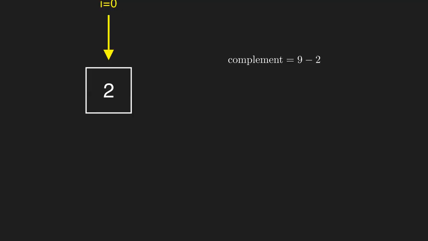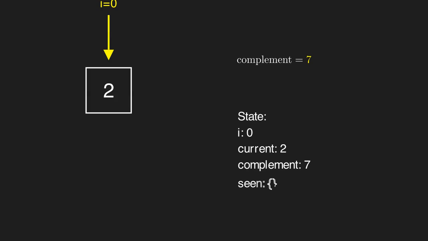At index 0, the current value is 2. We compute the complement as target minus current value, so 9 minus 2 equals 7. This does not claim that 7 exists; it defines the only value capable of pairing with this particular 2. Any other partner would produce a sum different from 9. The algorithm therefore needs exactly one table lookup, not a scan over several candidates. Our complete logical state is now index 0, current value 2, required complement 7, and an empty seen table.